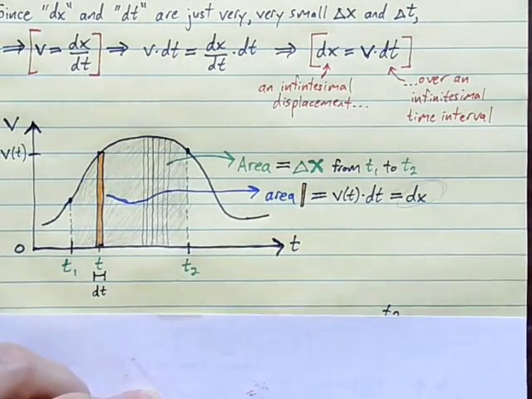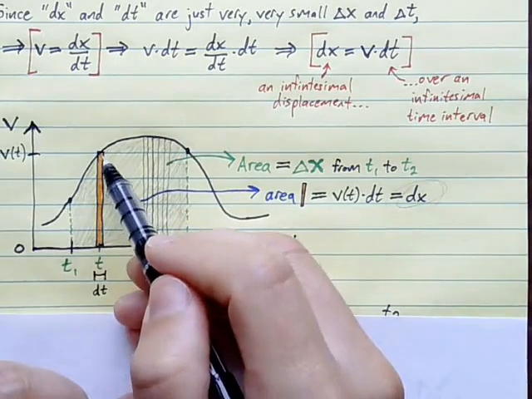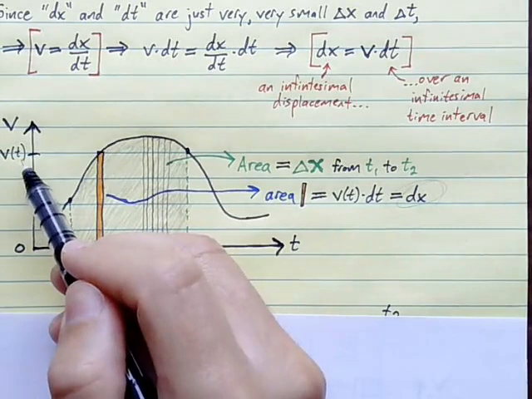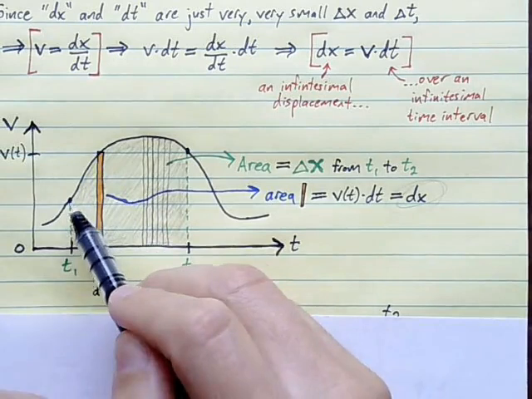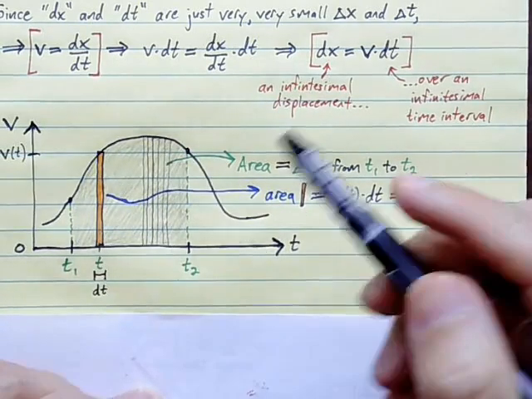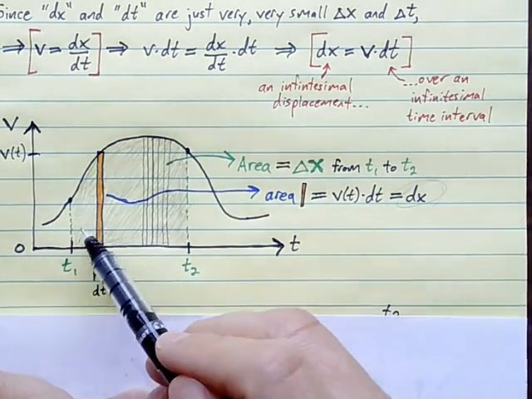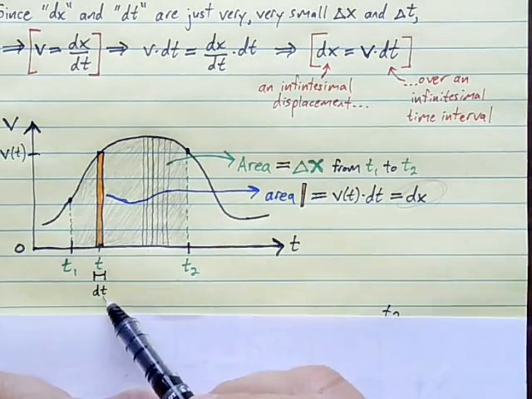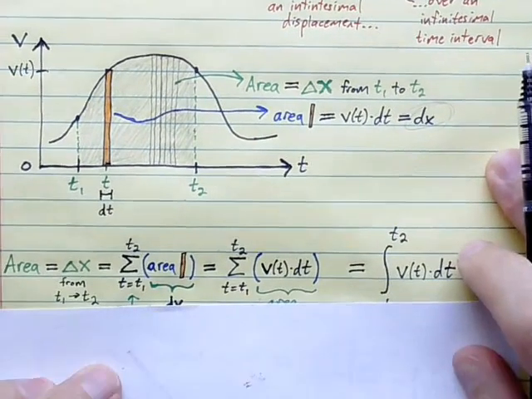Now, a key here is that the rectangles be very thin so that the height of them is well approximated by a single value of the velocity. And the thinner they are, the more accurately we can approximate the curvature here. So in fact, to get a perfect estimate of the area, what we want is an infinite number of infinitely thin rectangles. Okay, so that's the project we're undertaking here.